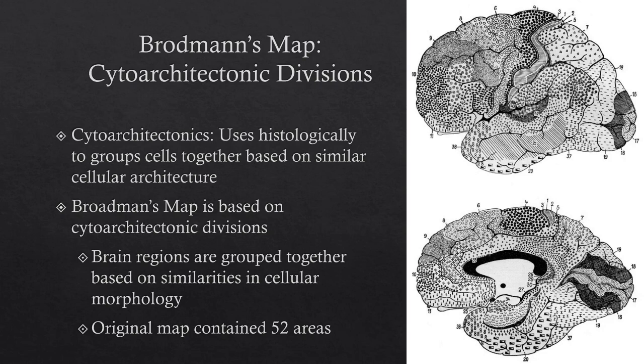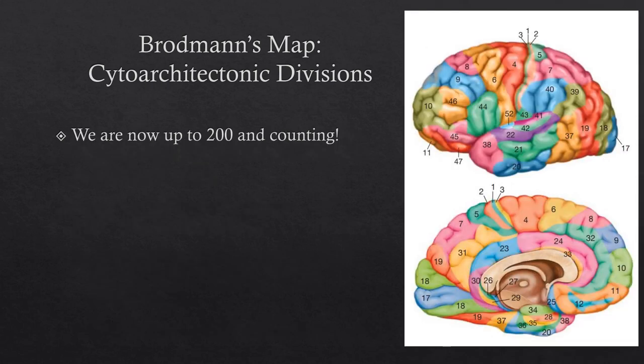So the map that Brodmann came up with originally contained 52 areas. Now we are up to 200 and counting. This is a clearer view of the Brodmann's areas, and of course we've got them on both sides, right? So there's a lot, but you don't have to know all these areas, certainly not.